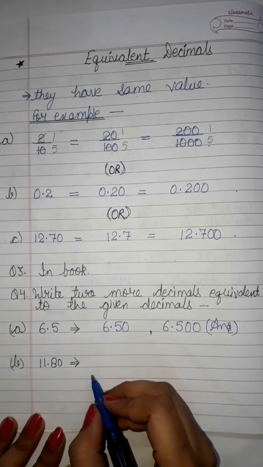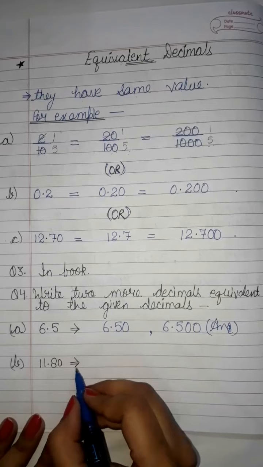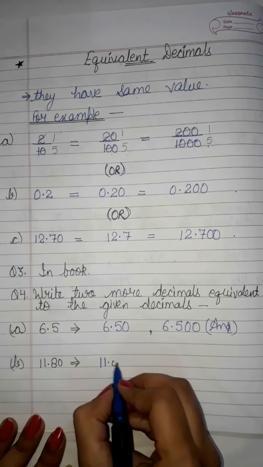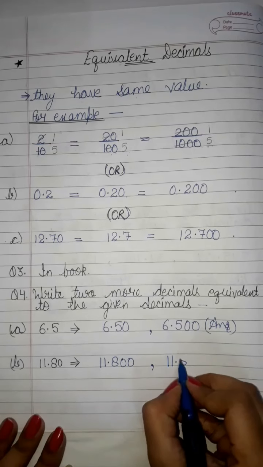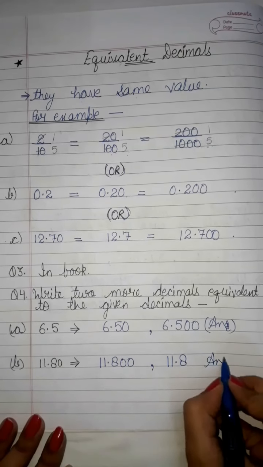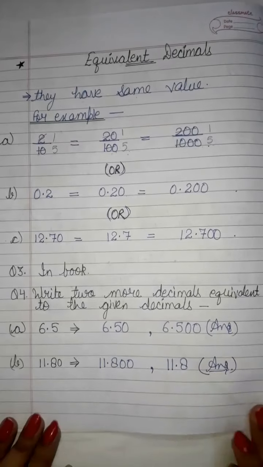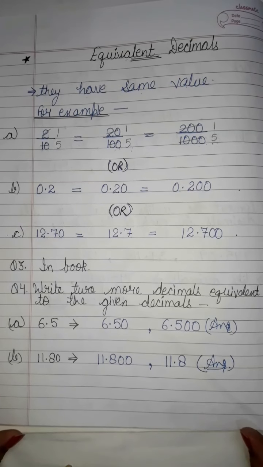Now see one more part. This is B1. So how can you make it? Either by placing one more 0 or by removing the 0. Okay, this is the answer. I hope this exercise is clear to you. Thank you.